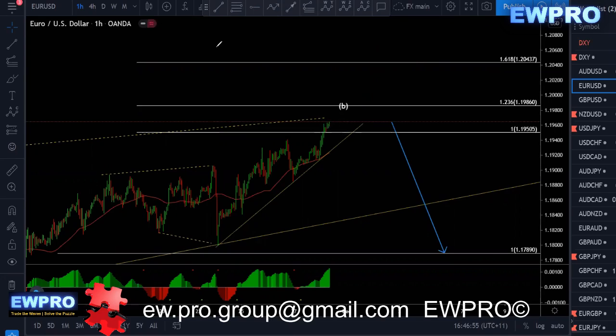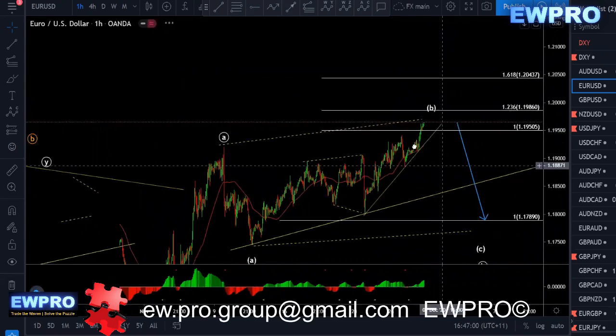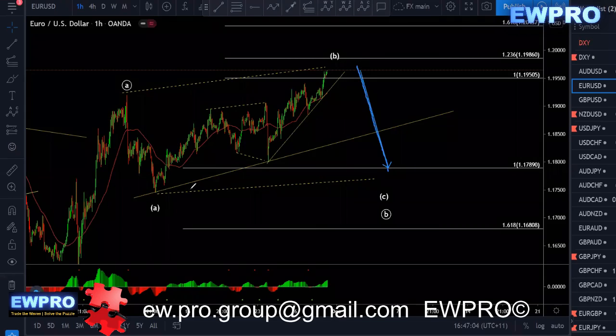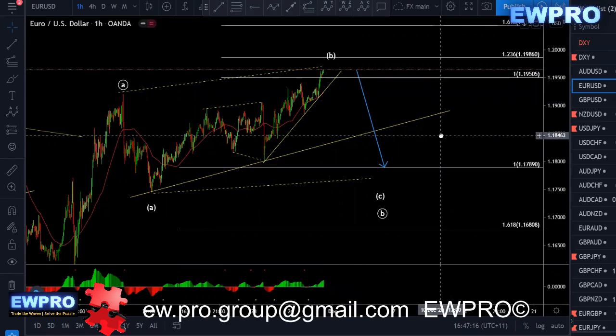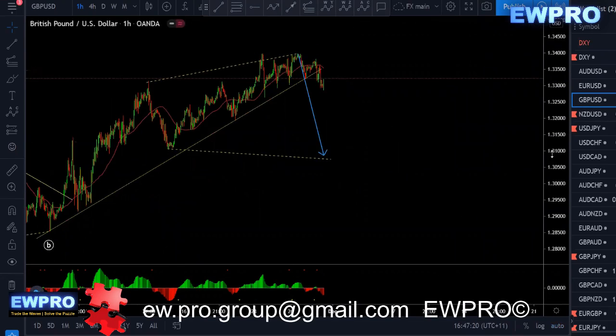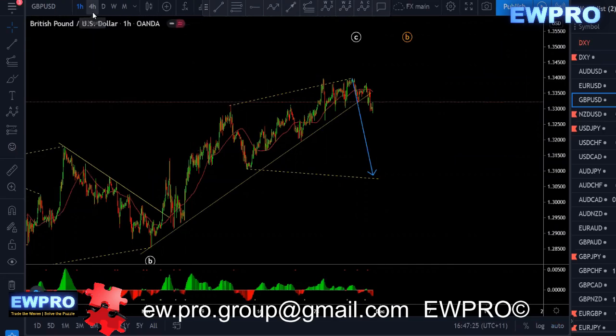For me, I would rather see that contracting. I'd rather see this C down for the running flat before I look for that longer term buy. That's the safest option. So up here, I'm only really looking for that sell. GU, pretty much the same.